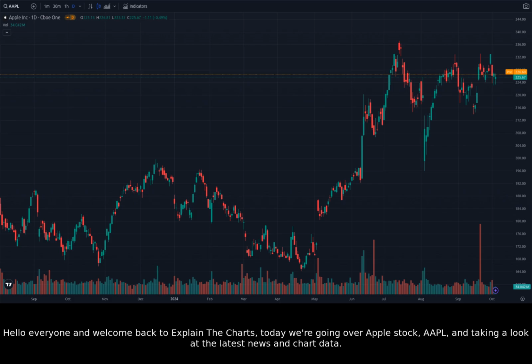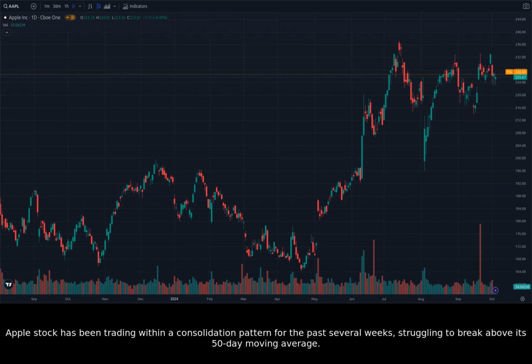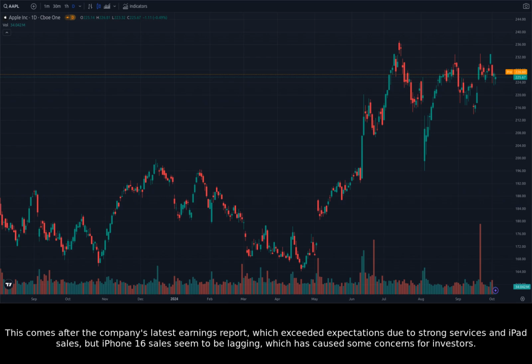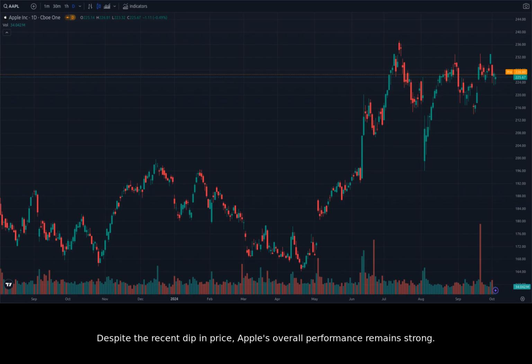Today we're going over Apple stock, Apple, and taking a look at the latest news and chart data. Apple stock has been trading within a consolidation pattern for the past several weeks, struggling to break above its 50-day moving average. This comes after the company's latest earnings report, which exceeded expectations due to strong services and iPad sales, but iPhone 16 sales seem to be lagging, which has caused some concerns for investors. Despite the recent dip in price, Apple's overall performance remains strong.